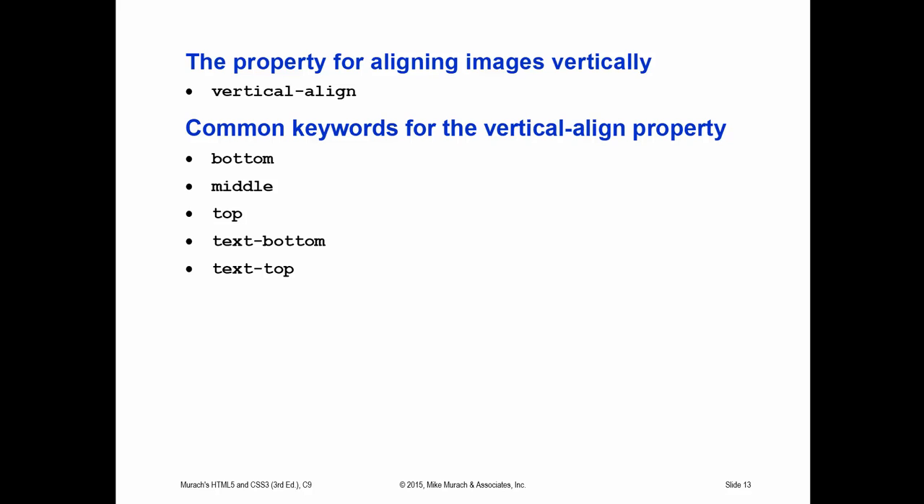The vertical align property is where you give either a relative or an absolute value or a keyword that determines the vertical alignment for the image. The keywords are the ones shown below. Bottom aligns the bottom of the image box with the bottom of the box that contains the adjacent image or inline elements. Middle kind of centers it, so puts it in the midpoint of the containing block. Top aligns it with the top. Text bottom aligns the image box with the bottom of the text in the containing block. And text top aligns the image with the top of the text in the containing block.